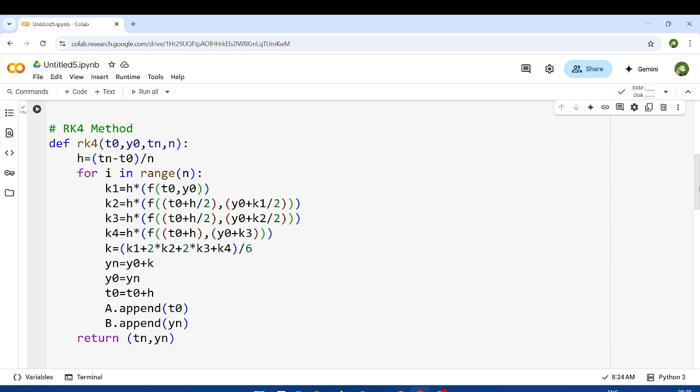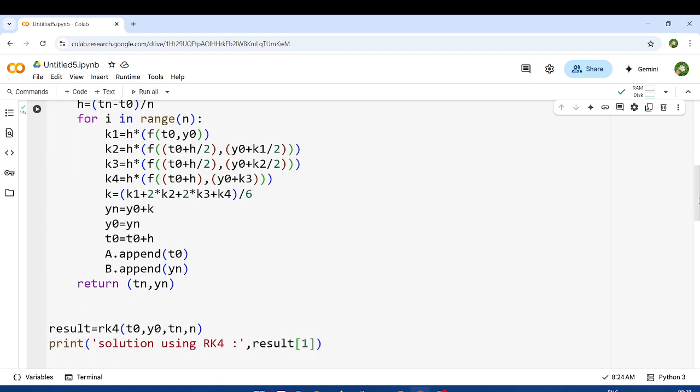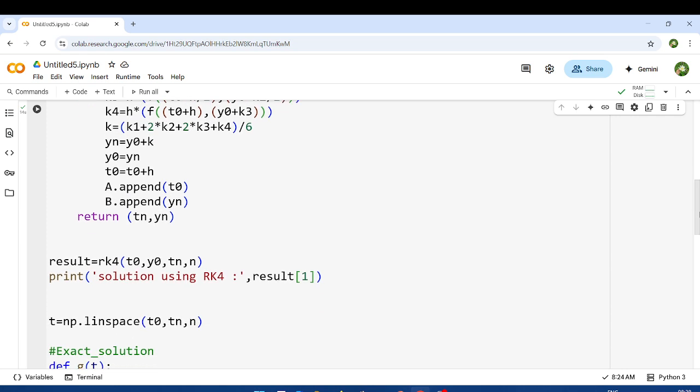Okay, and finally k is equal to k1 plus 2 star k2 plus 2 star k3 plus k4 divided by 6, and here I have put the value of k, that is yn is equal to y0 plus k. This is the Runge Kutta method formula, and I have plugged in the value y0 equals yn and t0 equals t0 plus h, and then I append to the empty lists a and b, that is a.append t0 and b.append yn, and finally return tn comma yn.